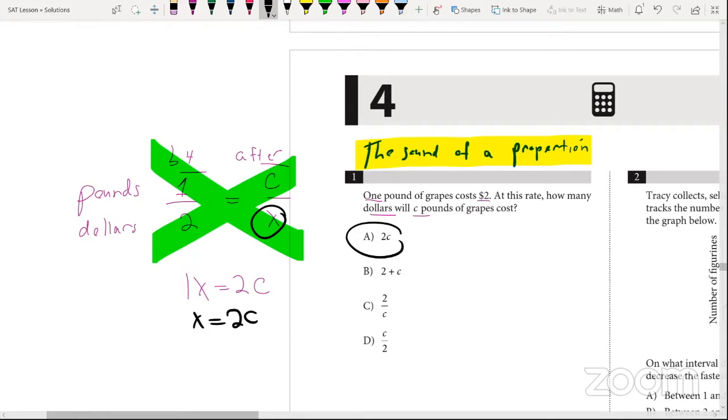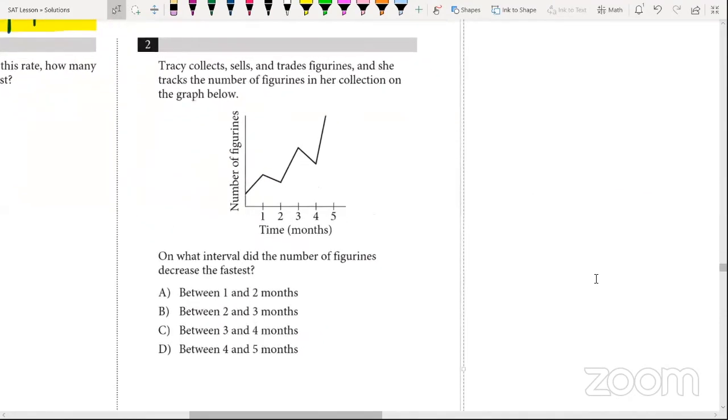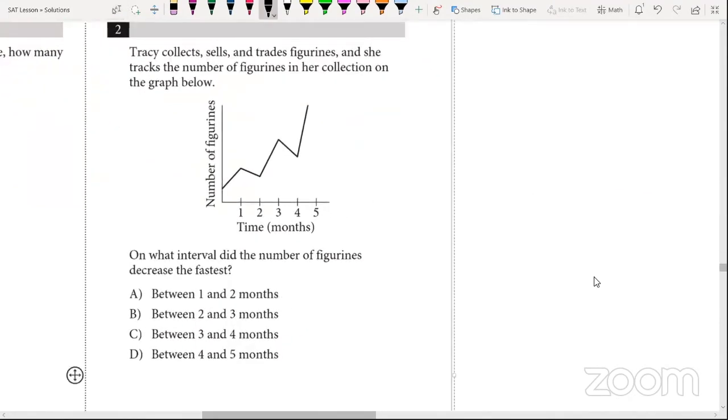Going over to number 2 now. Tracy collects, sells, and trades figurines. She tracks the number of figurines in her collection. On what interval did the number of figurines decrease the fastest?